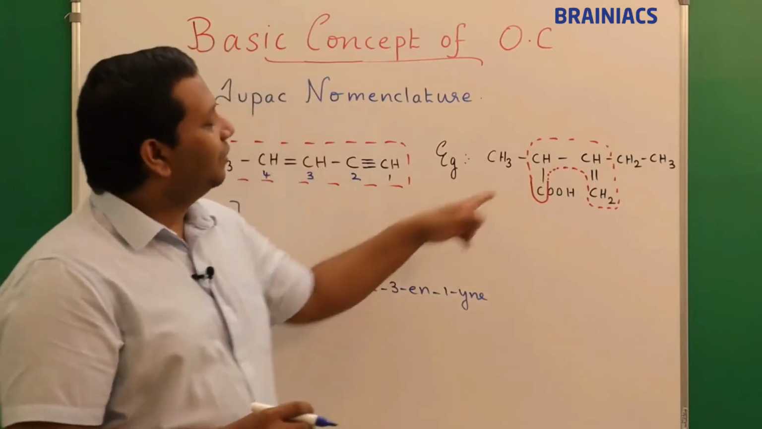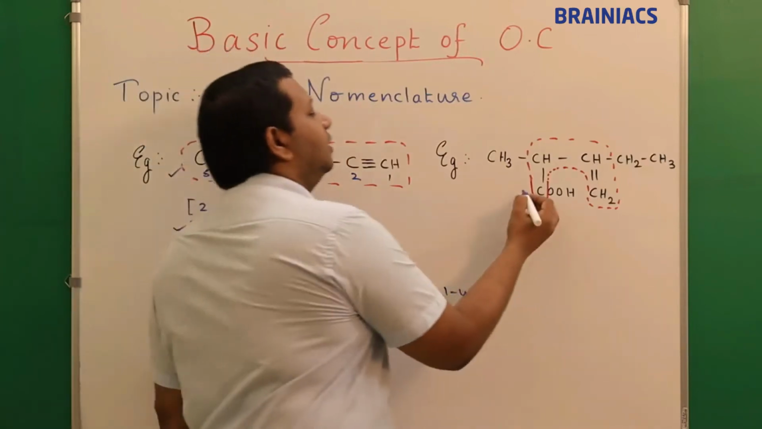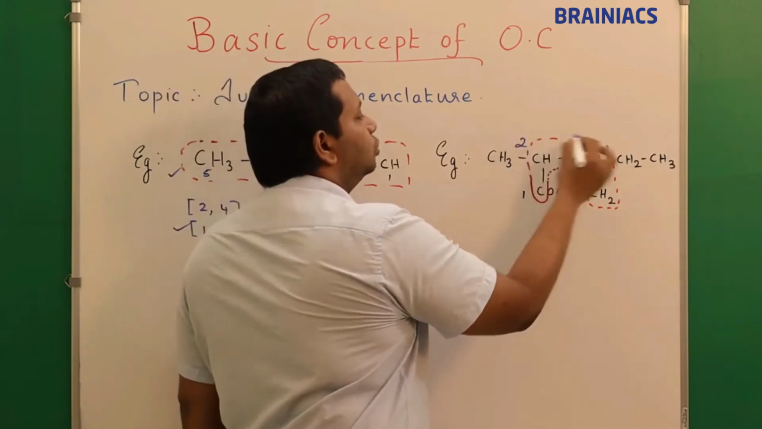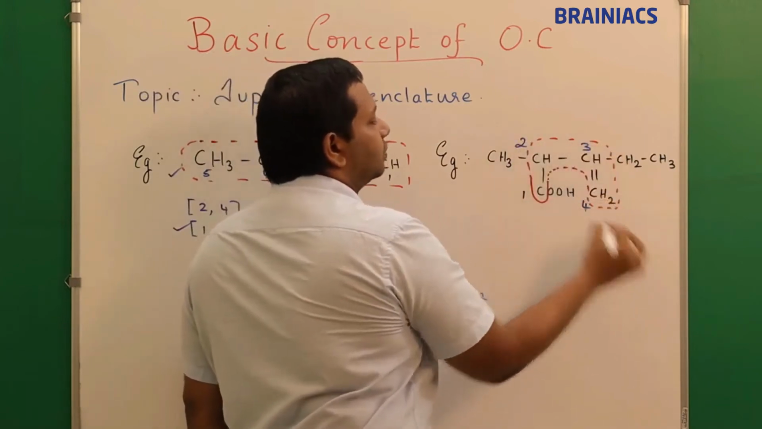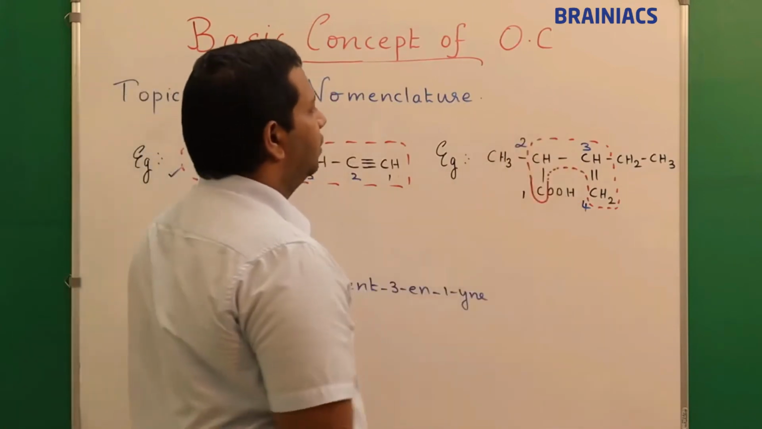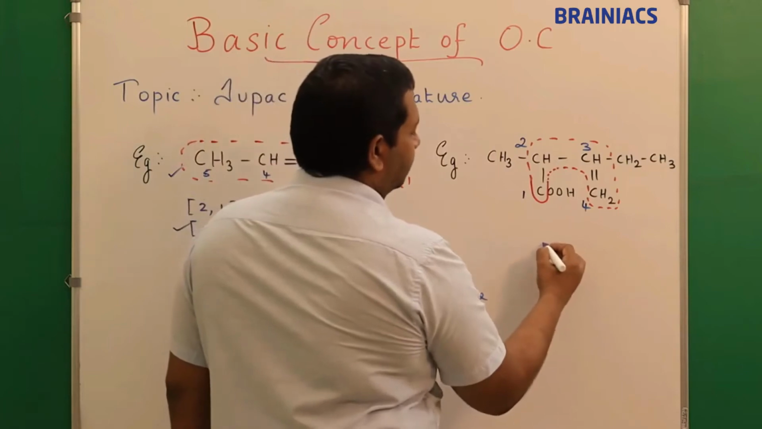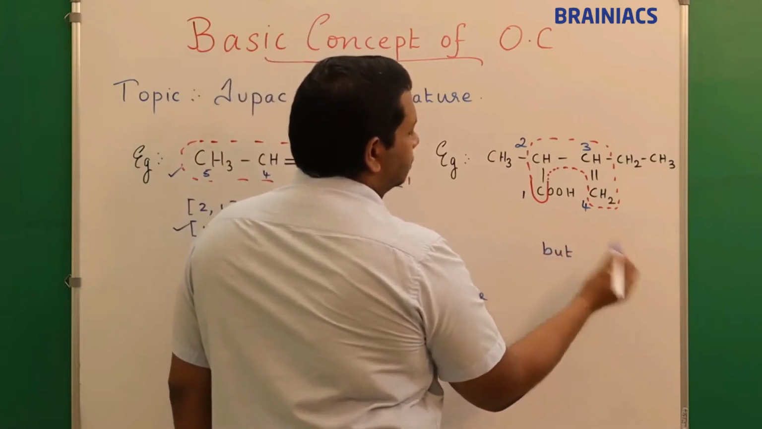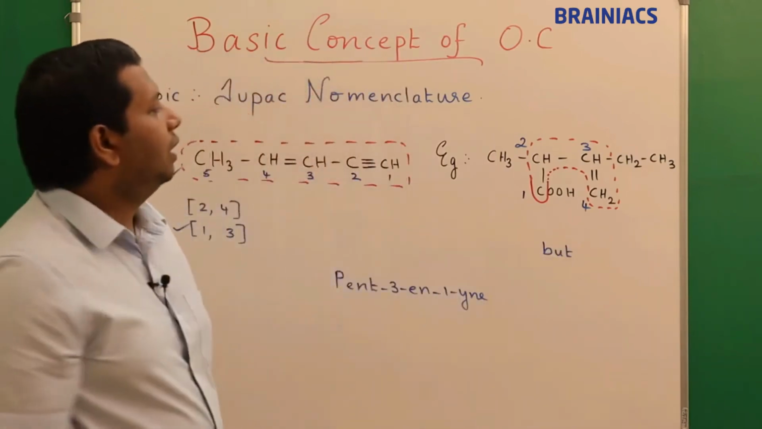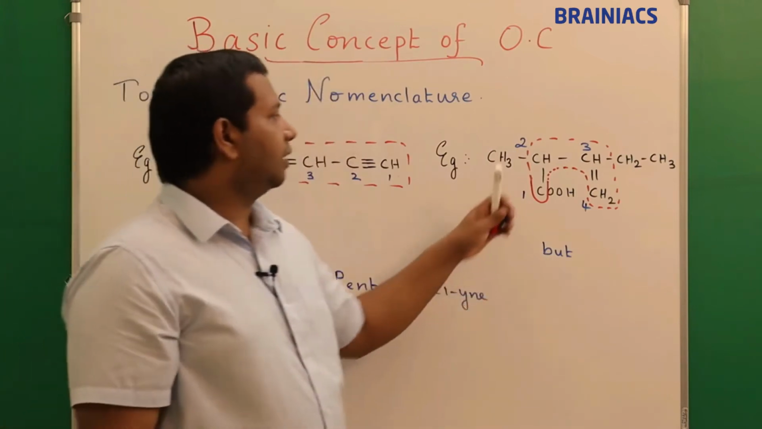Why? Because whenever a functional group is there, that functional group should get the lowest priority number. So it is very easy: 1 2 3 4. Now again the same way you can name the compound. 4 carbon atoms are there, so you use the term but. Primary suffix not applicable. Secondary suffix, yes, it is present.